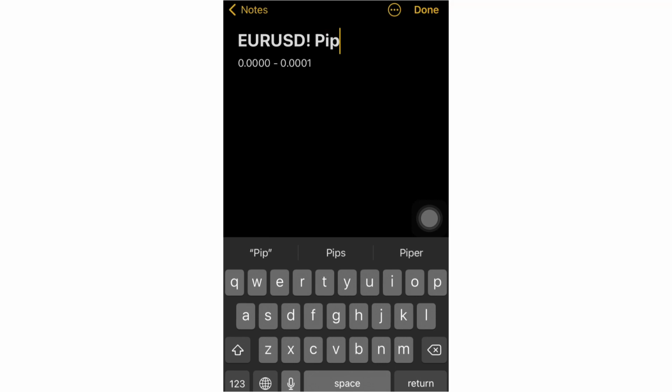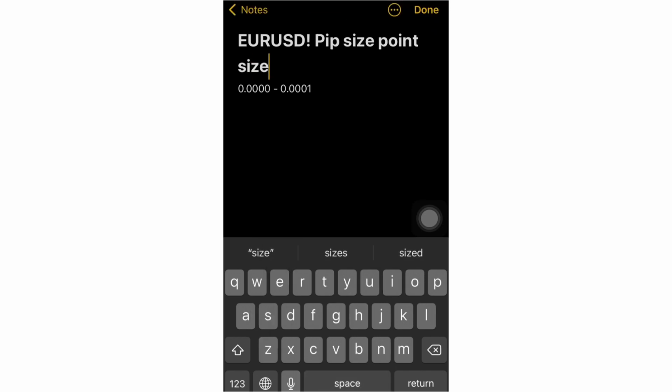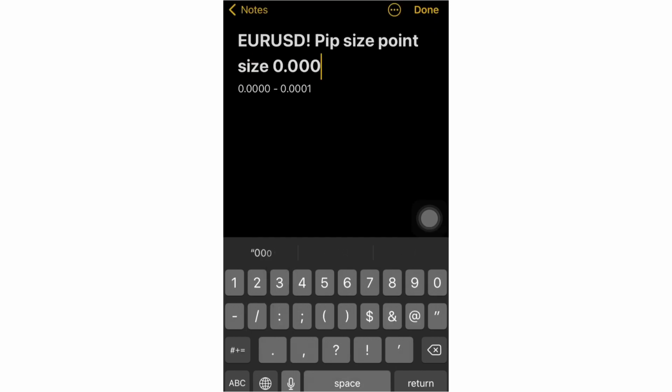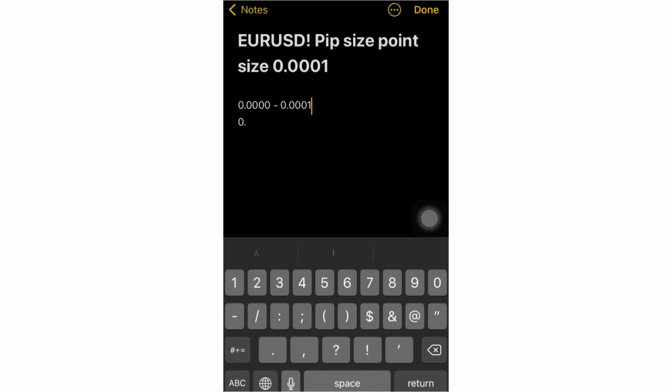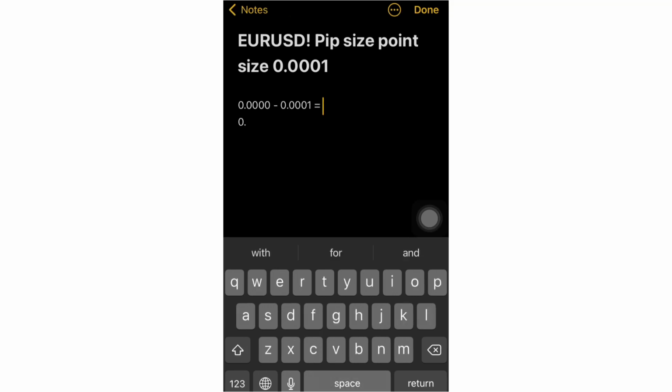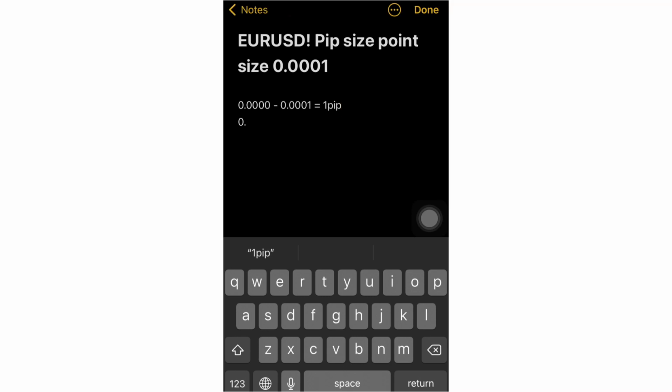Pip point, pip size, or point size, whatever you call it, it is all the same thing, and it is 0.0001. So you can see it starts from 1. That's how you calculate a pip. This is a 1 pip movement. Hold on, I'm going to explain; I'm going to break this down for you.